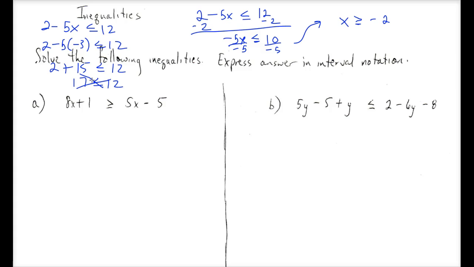So this is the reason why we have to flip the inequality sign, to make sure that all the math works out. But other than that, everything else is very similar to solving linear equations. When we get to compound inequalities, then we'll talk about some of the nuances with that, but we'll start off with some simple examples here.